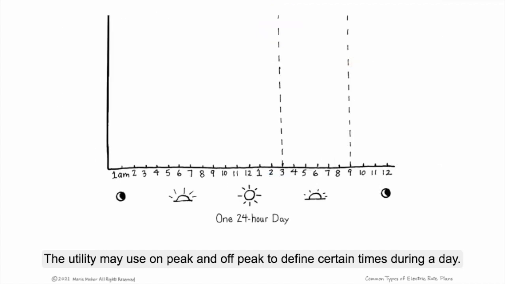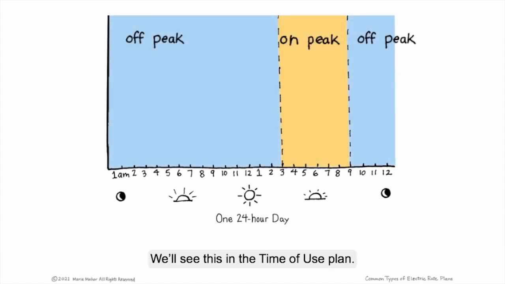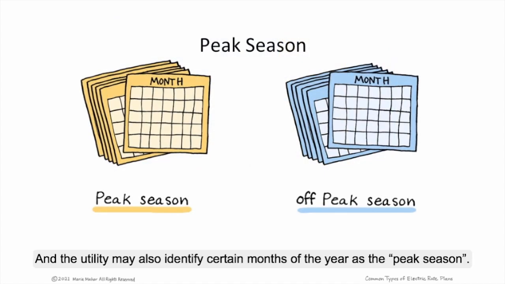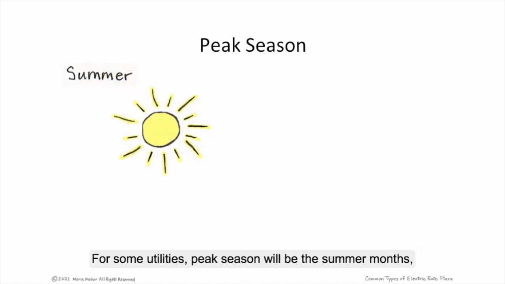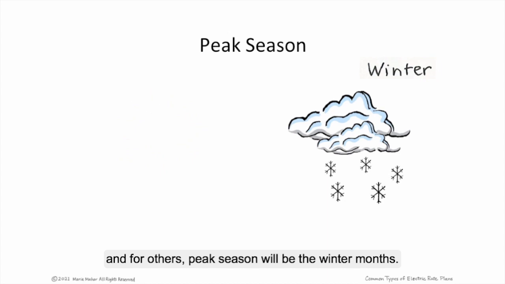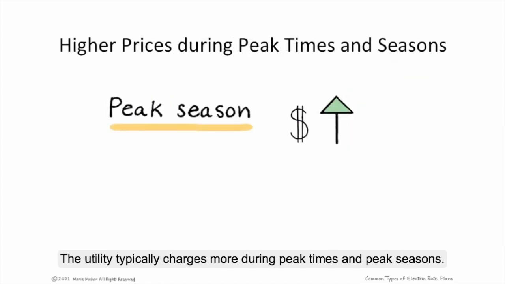The utility may use on-peak and off-peak to define certain times during a day. We'll see this in the time of use plan. And the utility may also identify certain months of the year as the peak season. For some utilities, peak season will be the summer months, and for others, peak season will be the winter months. The utility typically charges more during peak times and peak seasons.